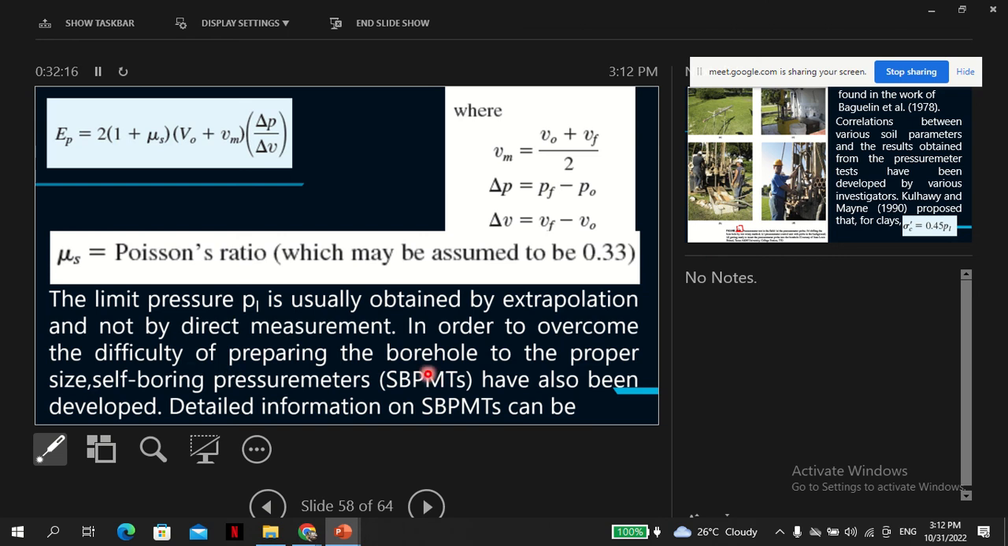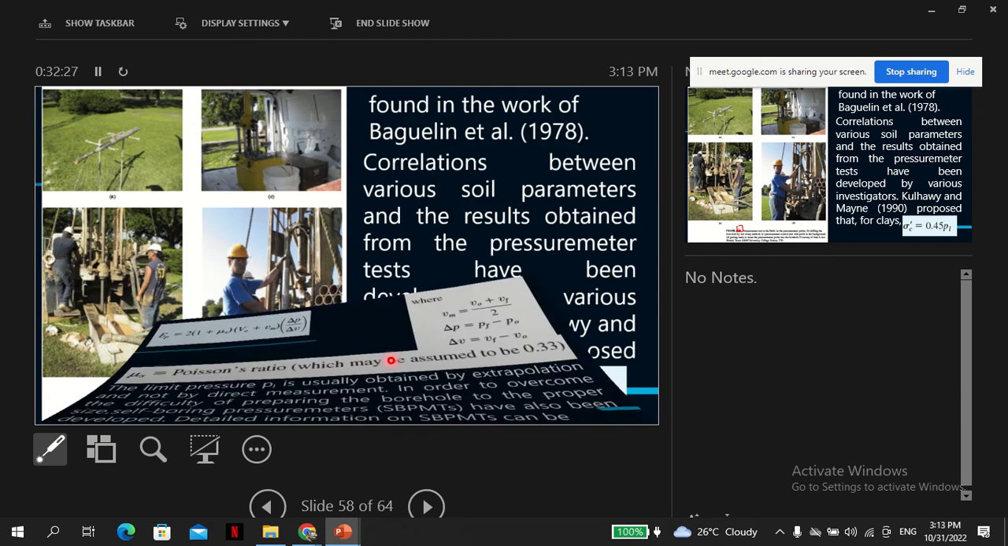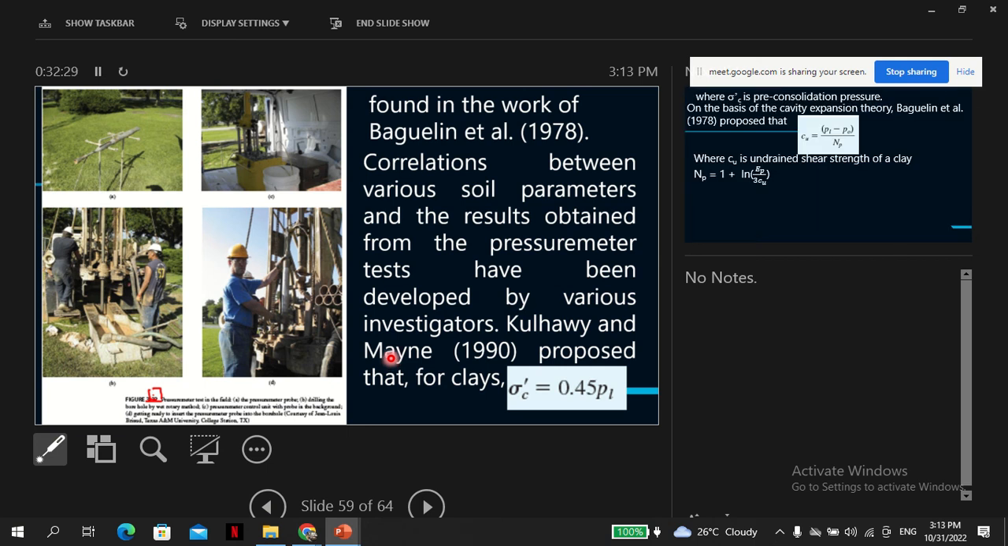In order to overcome the difficulty of preparing the borehole to proper size, self-bore pressuremeters have also been developed. Detailed information can be found in this work. So this is a pressuremeter test in reality, in actuality.